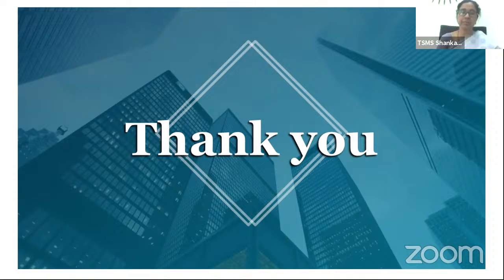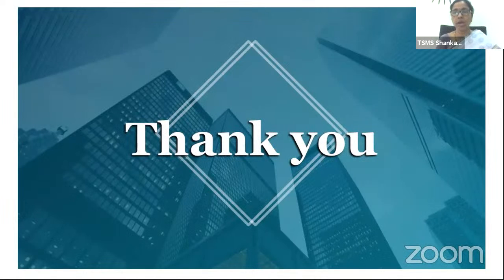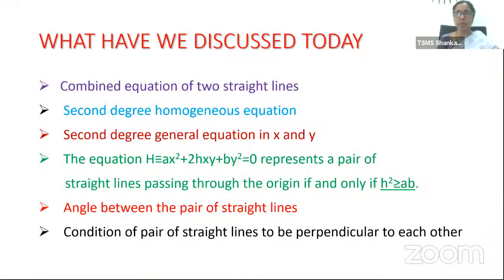Thank you, Srinivas Garu. Students, you must have understood the combined equation of a pair of straight lines, which is homogeneous and of the form ax square plus 2hxy plus by square equal to 0. And also the general form of the second degree equation in x and y, which has an x term, a y term, and a constant apart from the homogeneous part, that means ax square plus 2hxy plus by square plus 2gx plus 2fy plus c equal to 0, also represents a pair of straight lines.